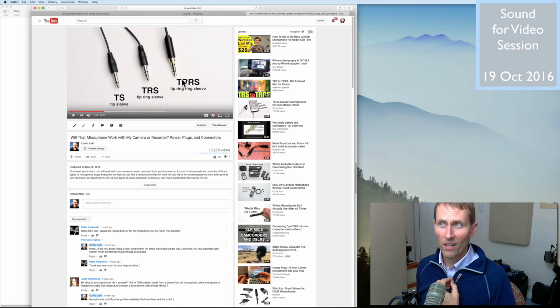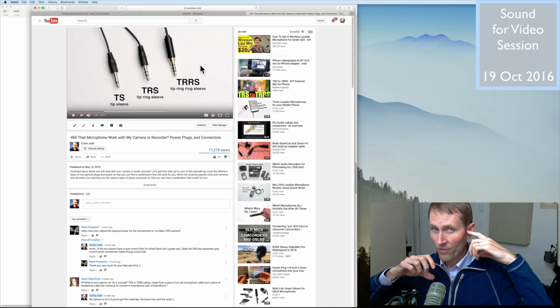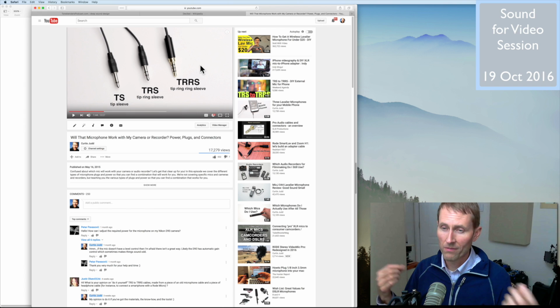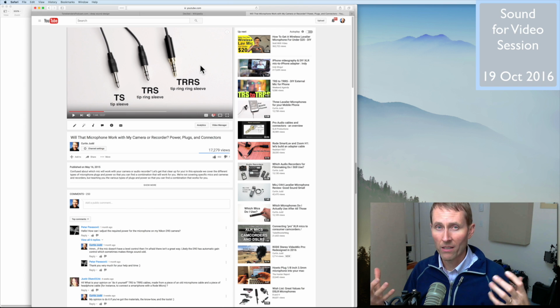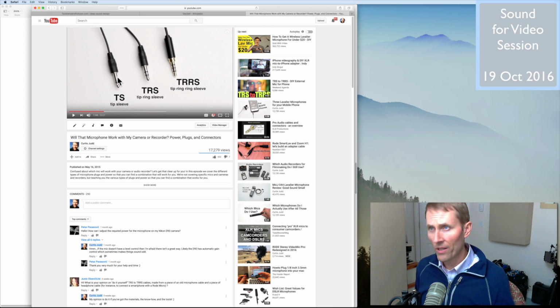Also, there are TRS, which is tip ring sleeve. This is typically used for mobile devices where you have both a stereo headphone and a microphone all on a single connector. And that's how you get the ability to have that kind of headset for your mobile phone. TS is a tip sleeve. That's going to be an unbalanced connection always. And usually that's a mono microphone input.